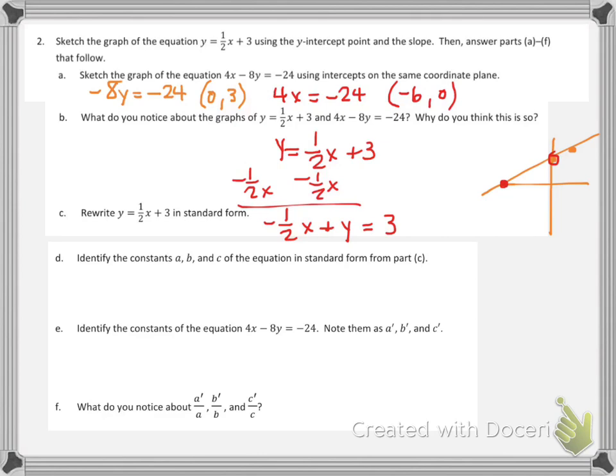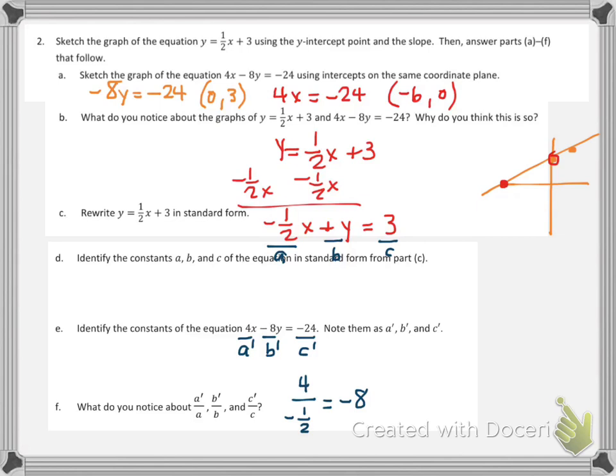And then let's do what we did last time and consider our constants a, b, and c of this equation. So a is negative 1/2, b is a 1, and c is a 3. Okay, so that's that one. And then a prime is a 4, b prime is a negative 8, and c prime is a negative 24. And then we'll just compare those constants and see what happens. So a prime, I know that's a 4, over a, which is a negative 1/2. So 4 divided by a negative 1/2 is like multiplying by a negative 2, so that I get negative 8. That's the first comparison.